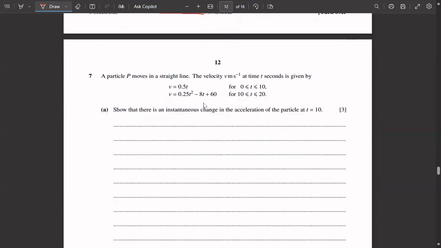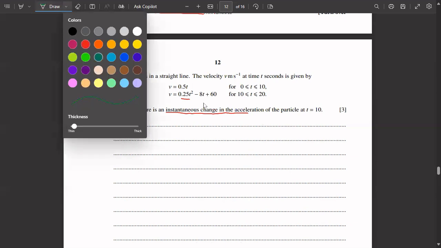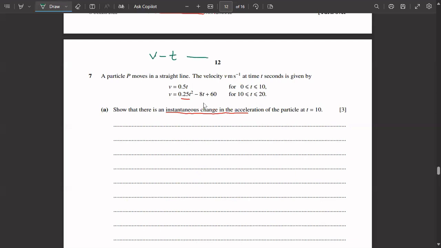Let's move to the seventh question. A particle P moves in a straight line. The velocity v meter per second at time t is given by this. Show that there is an instantaneous change in acceleration of the particle at t equals 10. So what you have to find is the instantaneous change in the acceleration. In order to find it, from the velocity time graph, we will have to find the acceleration time graph. And for that, we will differentiate the equation.